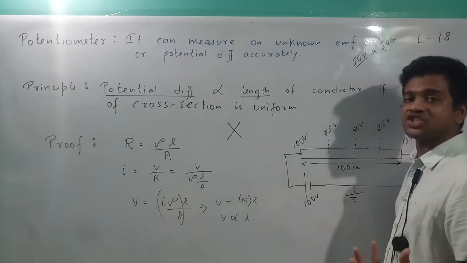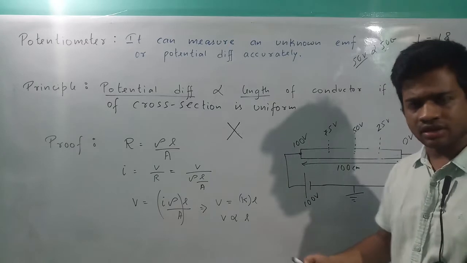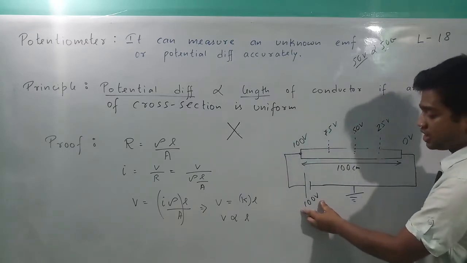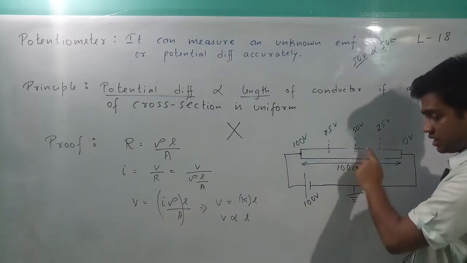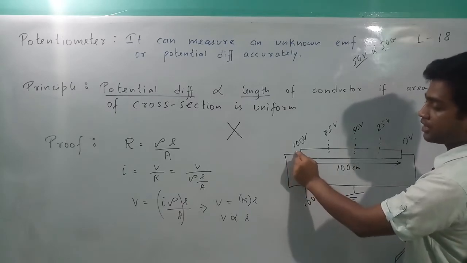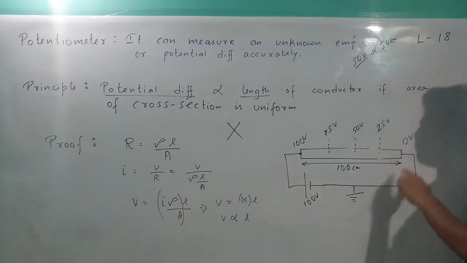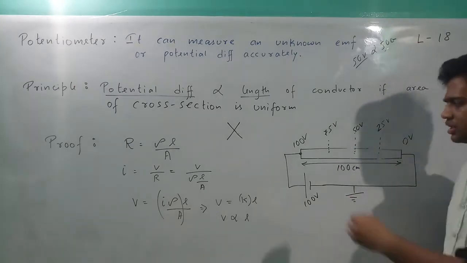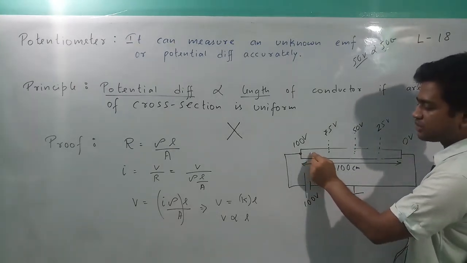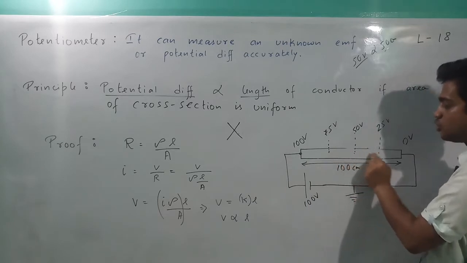It provides a potential difference across the ends of a resistor. So it is providing a potential difference of 100 volt across this resistor. So this point is 100 volt, that is a very high energy region, high voltage region. This point is 0 volt, low energy region, low voltage region. Now the energy is subsequently getting decreased from 100 to 0.